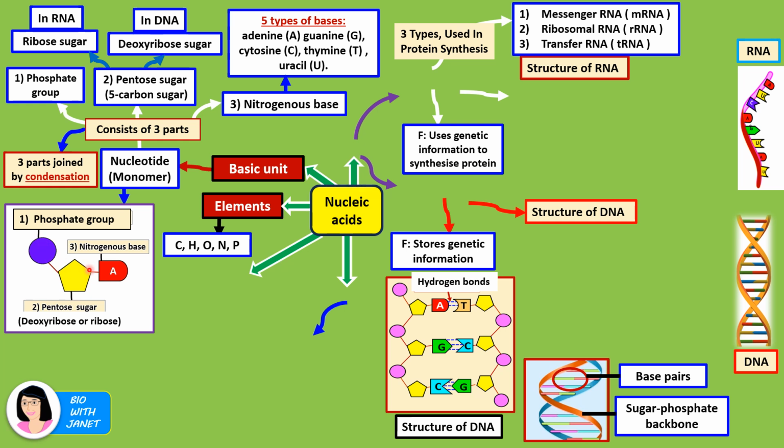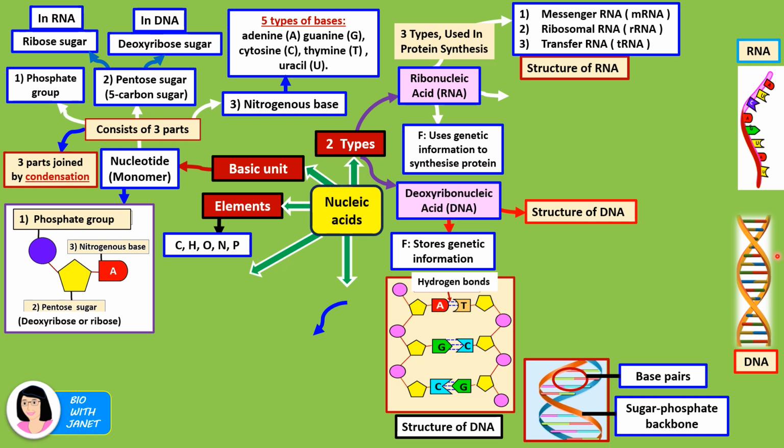So you have to know how to draw this structure, which is a nucleotide. But the DNA molecule is not just made up of one nucleotide, it is made up of many nucleotides joined together. Similarly for the RNA molecule. So we have discussed the basic unit. Let's go on to the third aspect, which is the types of nucleic acid. The types of nucleic acid include ribonucleic acid, RNA, and deoxyribonucleic acid, DNA.